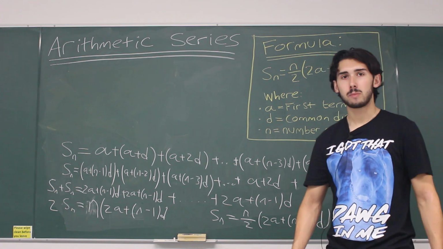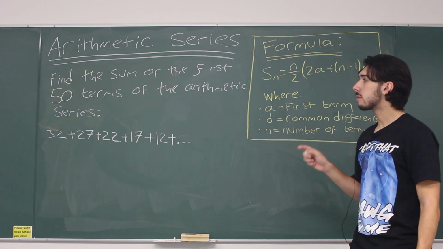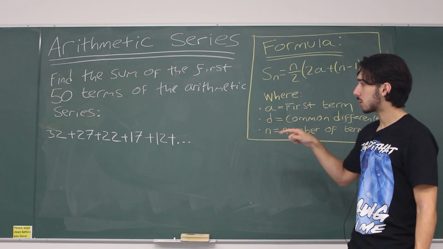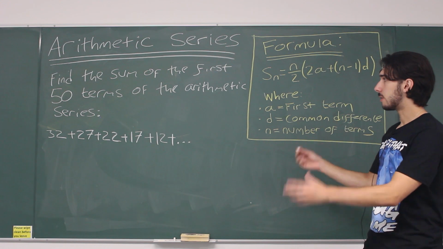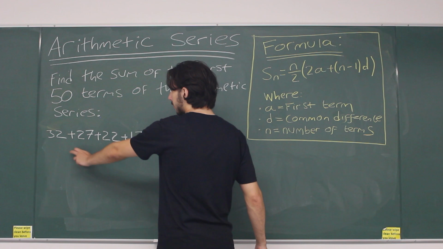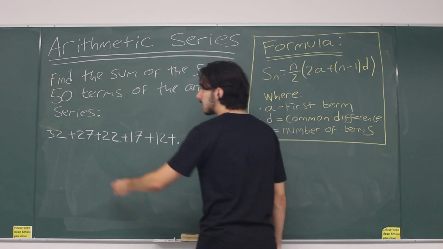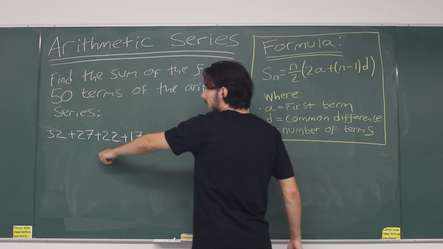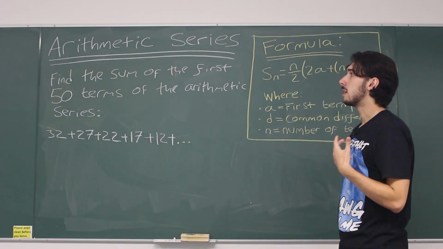Now we're going to do an example. So the question is, find the sum of the first 50 terms of the arithmetic series 32 plus 27 plus 22 plus 17 plus 12 plus ... And there's 50 terms, okay? First of all, we know that it's an arithmetic series already, they tell us, but if you wanted to check, you could look at the common difference between each term. Is the difference between each term a constant? Yes, it is. 32 to 27, you're taking away 5. 27 to 22, you're taking away 5, taking away 5, taking away 5. So it is an arithmetic series.